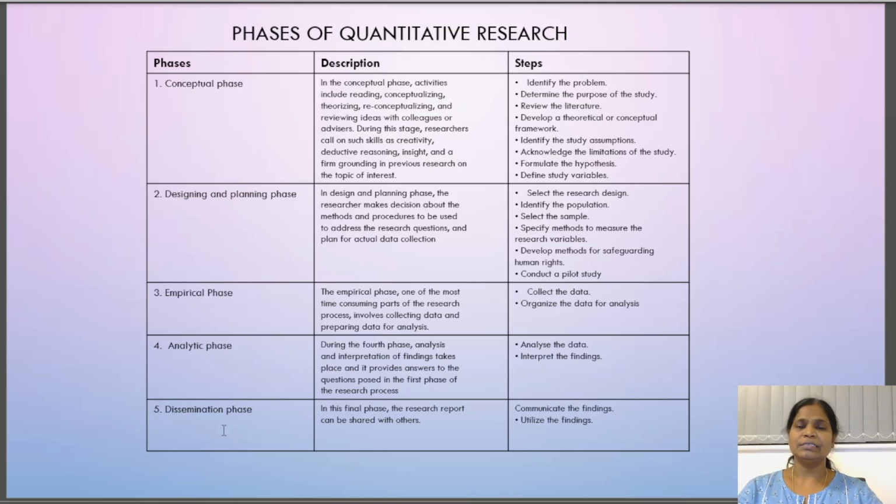Then the last phase is the dissemination phase. This is the final phase. That means whatever interpretation we have done has to be communicated. So this involves communication of the findings to the public, the concerned public, utilizing the findings. So these are the phases of quantitative research. When you look at this table, you'll get the whole gist of what the research process means. Anyway, we will go into detail regarding the steps of the research process.